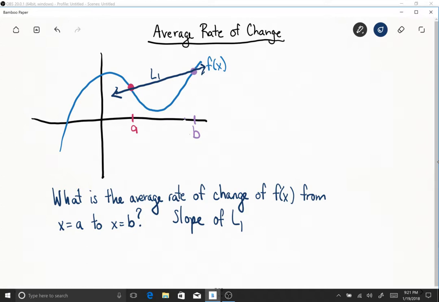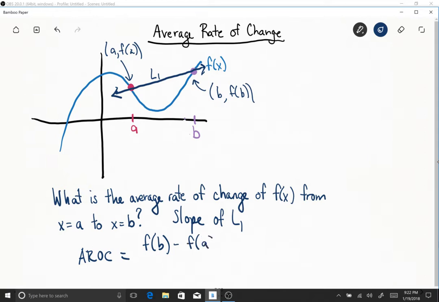And the cool part here is if the function's f of x and you have that point a, you know that a is the x coordinate and then f of a is the y. In a similar manner, if b is the x coordinate here, this is b and it's f of b. So in order to find average rate of change, it's actually a really simple formula. I'll write AROC for average rate of change. So this is slope.